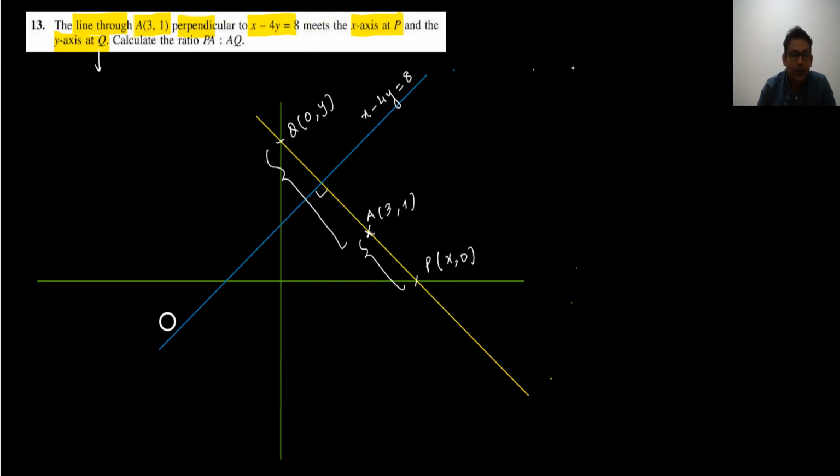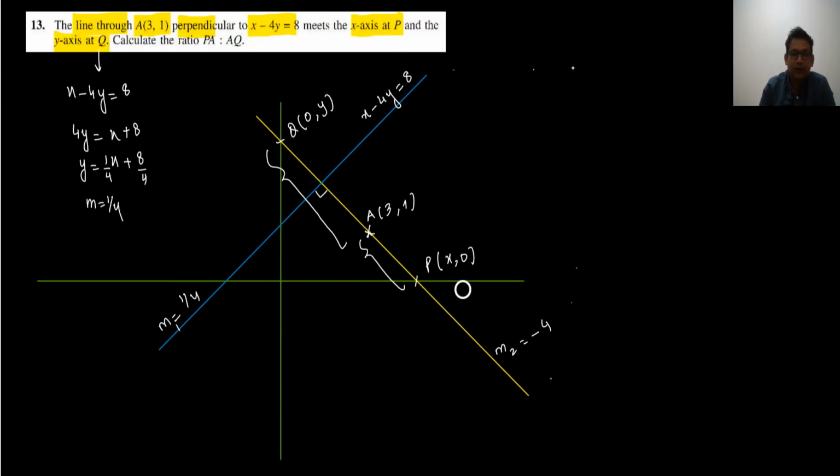Okay, the gradient of this line you can find from x minus 4y equals 8. Making y positive, y equals x plus 8 upon 4, which means 1 upon 4 times x. So the gradient is 1 upon 4. Okay, the gradient is 1 upon 4, so the gradient of the perpendicular line will be minus 4 only.